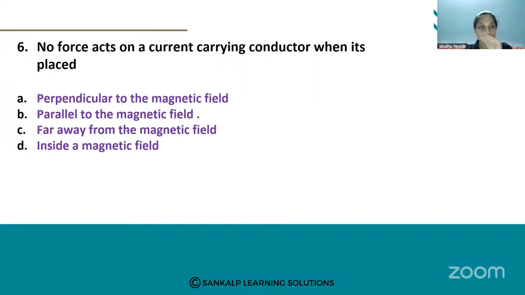Next, sixth one. No force acts on a current carrying conductor when it is placed.